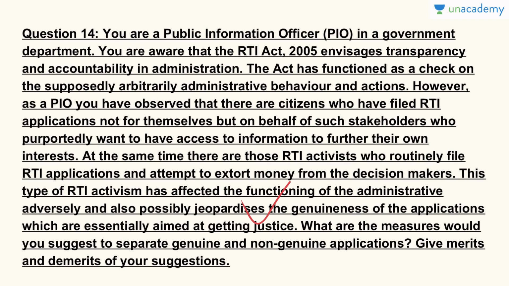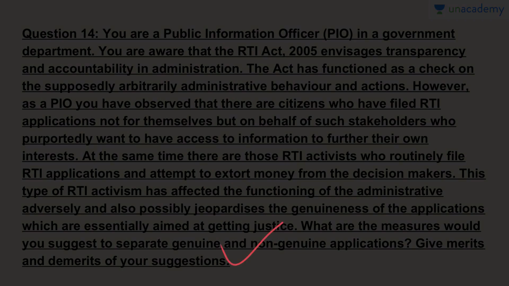So they are saying there are two types of people: one who genuinely files it, and others who are bogus filers. Even among them, some want to extort, or they want information which can help in their business, etc. How do you differentiate these genuine applications from non-genuine applications, and give merits and demerits of your suggestions? So this is the entire question.